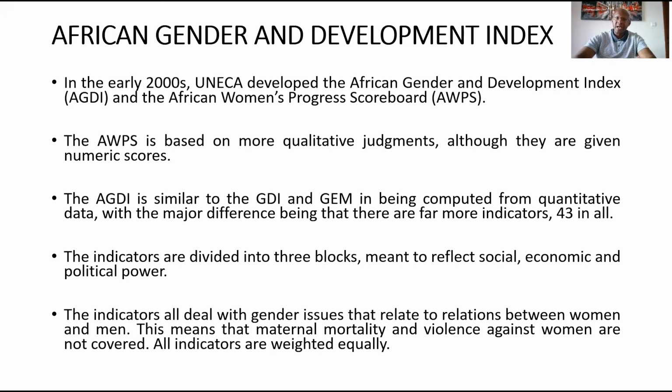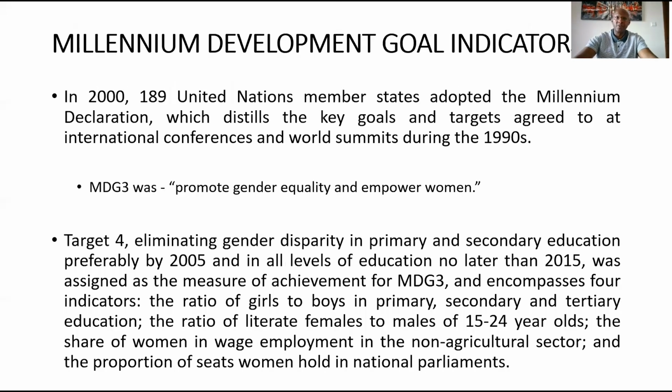And the indicators are derived from three blocks meant to reflect the social, the economic, as well as the political power. And the indicators all deal with gender issues that relate to the relations between women and men. And this means that maternal mortality and violence against women are not covered in that case. And all indicators are weighted equally. And you can read more in terms of detail on this.